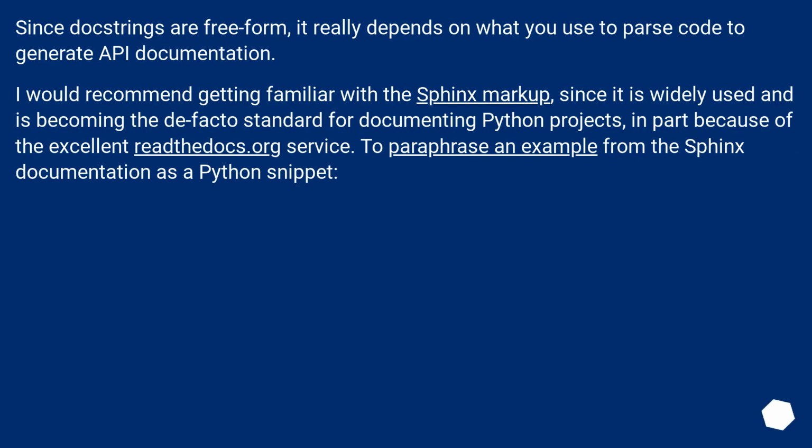Since docstrings are freeform, it really depends on what you use to parse code to generate API documentation. I would recommend getting familiar with the Sphinx markup, since it is widely used and is becoming the de facto standard for documenting Python projects, in part because of the excellent readthedocs.org service. To paraphrase an example from the Sphinx documentation as a Python snippet.